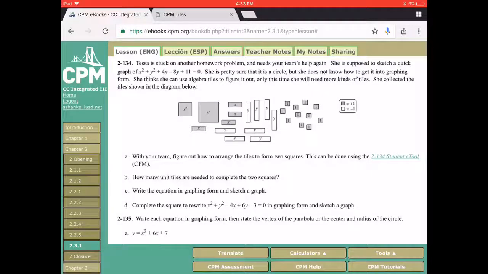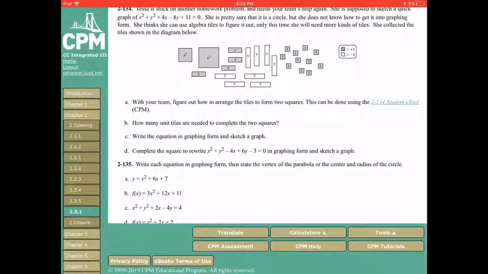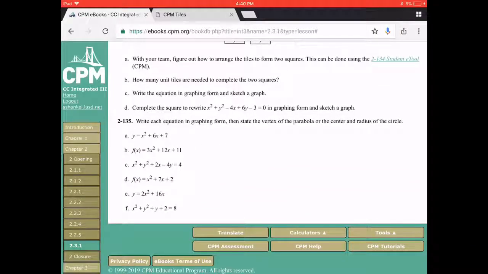Part D asks us to complete the square for the equation x squared plus y squared minus 4x plus 6y minus 3 equals 0, and write it in graphing form. You're going to do the same thing we just did, but try this one on your own. I suggest using the algebra tiles to help you since you're just starting to learn this. Then you're going to do problems 135, C, and F, so you can have some more practice with turning the equation of a circle into graphing form using completing the square.